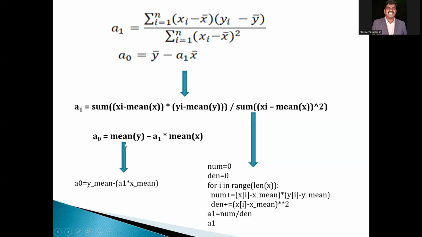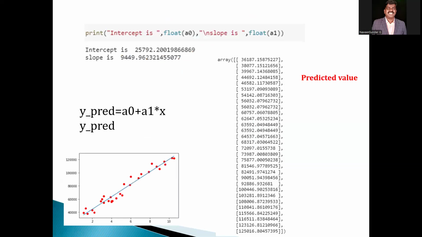Just substitute here, and this is simple, right? Already we have the mean of y, that is y bar, and the mean of x, that is x bar. Already I have the values here. I am just substituting after finding the value of a1. So this is how I can calculate the intercept and the slope using Python code.